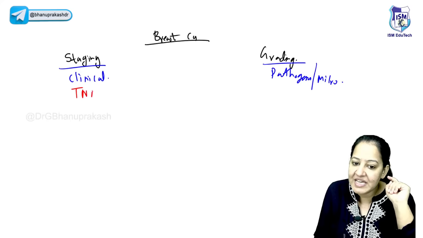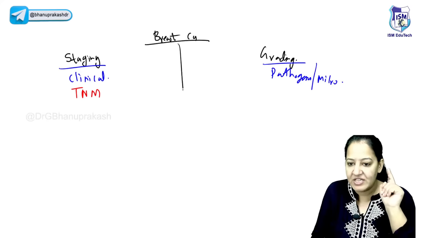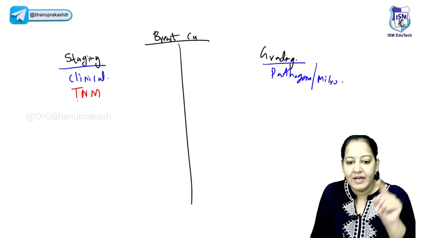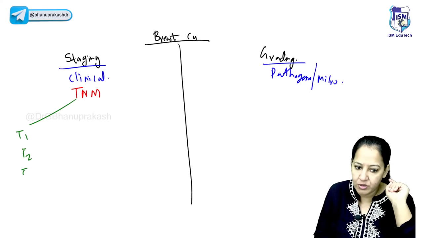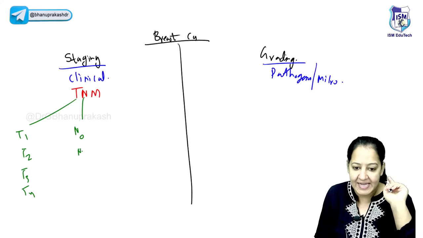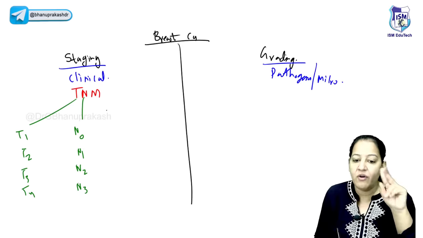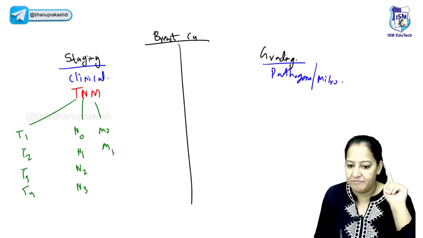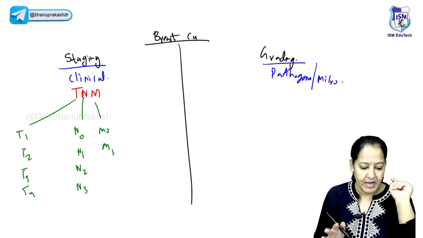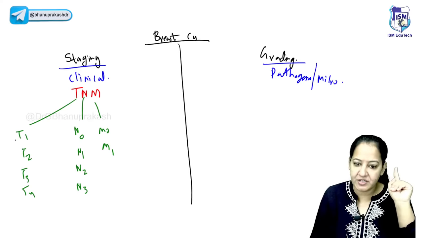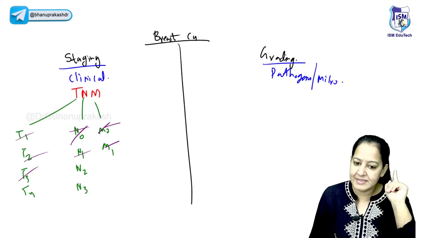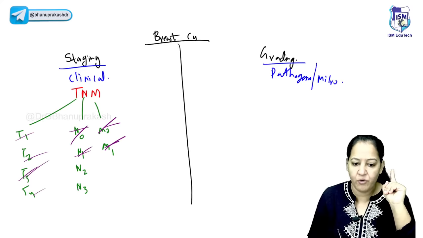The name of the staging system is TNM staging. We perform a staging which is known as TNM. What is T, what is N, what is M? I told you very clearly there are 4 T options: T1, T2, T3, T4. Decide for your patient what it is. There are again 4 N options: N0, N1, N2, N3. For M we have only 2 options: M0 and M1. I hope you understand. So your patient can have any combination, like your patient can be T1 N0 M0, T2 N1 M1, T3 N0 M0, T3 N1 M1, T4, anything can be possible.